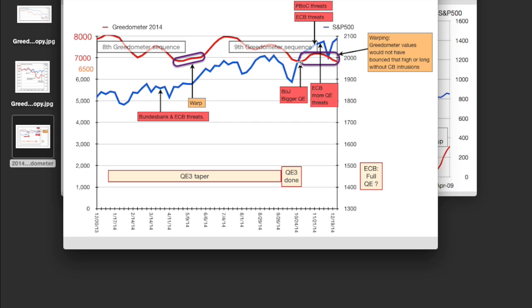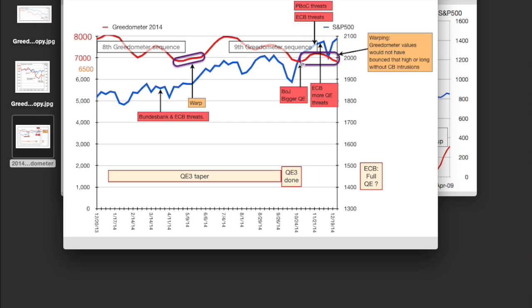And notice this level of 6,700 or so RPM on the Greedometer, far lower than 8,000, far lower than the 7,500 seen here, even though the stock market levels are within 1.5% or so the same levels. There was a retest of the S&P 500 here. This would have been the crash initiation point. You can't tell from the Greedometer sequence, but you can from the mini Greedometer, and we'll talk about that in the next video. So a warping here of the Greedometer sequence readings.